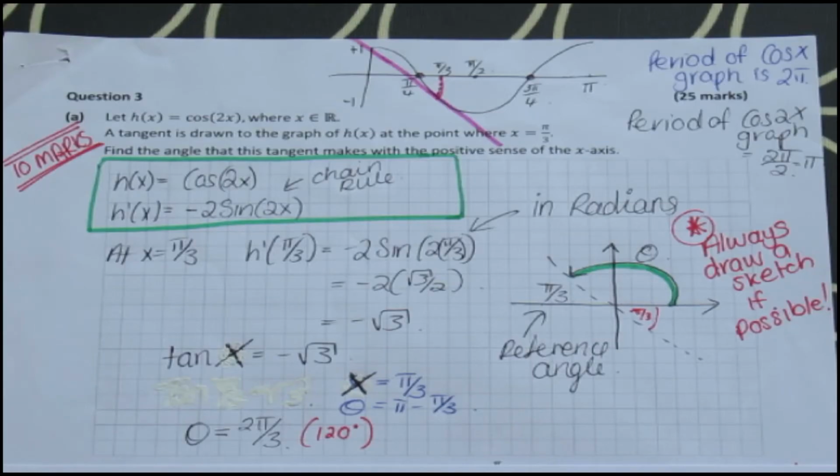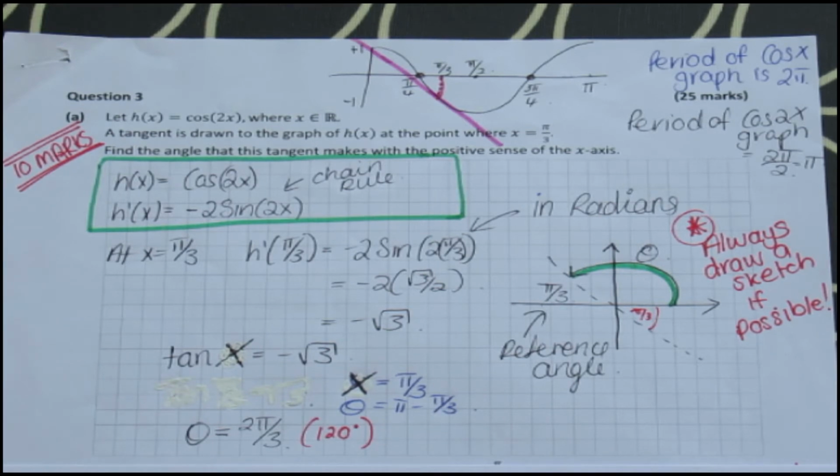Let's look at part A of this question 3, and it says, let h of x equals cos of 2x, where x is an element of the real numbers. A tangent is drawn to the graph of h of x at the point where x is equal to pi over 3. Before we go any further, this should spark in your mind that you are dealing in radians here. So pi over 3 is a measurement in radians. Find the angle that this tangent makes with the positive sense of the x-axis.